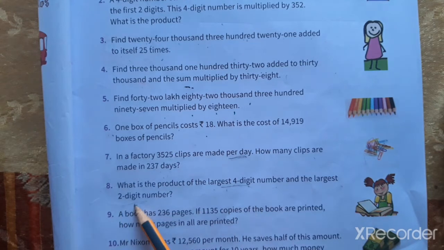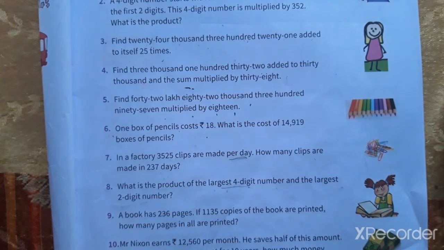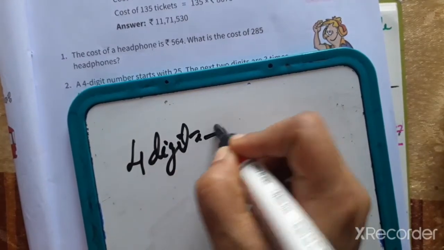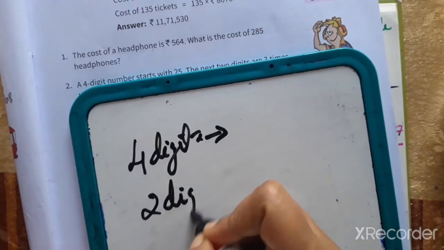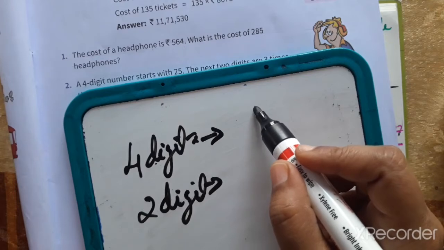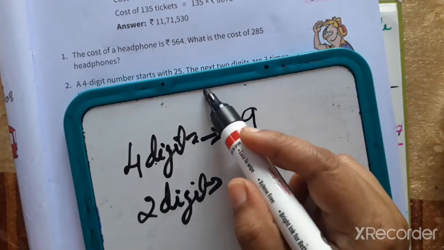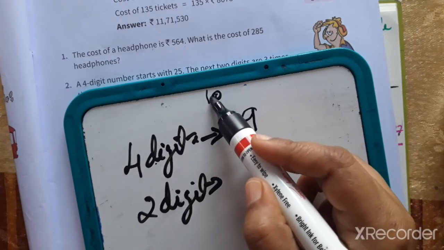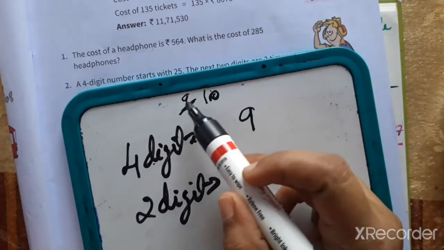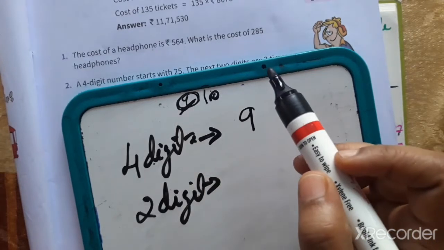Largest 2 digit number means 99. Largest means we have to remember 9 is the largest 1 digit number. In this question, we have to multiply the largest 4 digit number and the largest 2 digit number. Largest 4 digit means 4 times 9, because 10 is a 2 digit number. So before 10 what will come? 9. 9 is a 1 digit number and this is the largest or greatest 1 digit number.